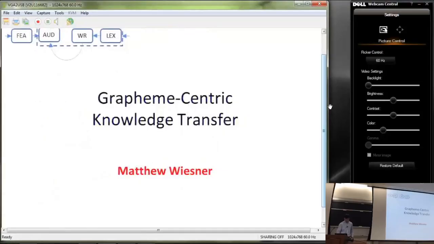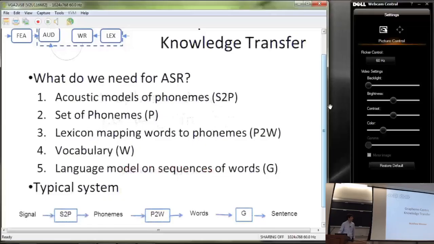All right. So my name is Matthew Wisner, and I'm going to talk to you about what we're calling grapheme-centric knowledge transfer. So Mirko spoke about a G2P system. Takahiro proposed this other system. And I'm going to propose this one last alternative.